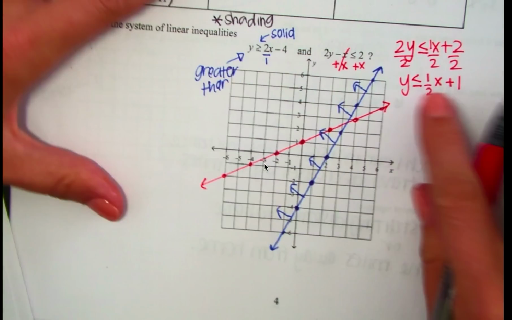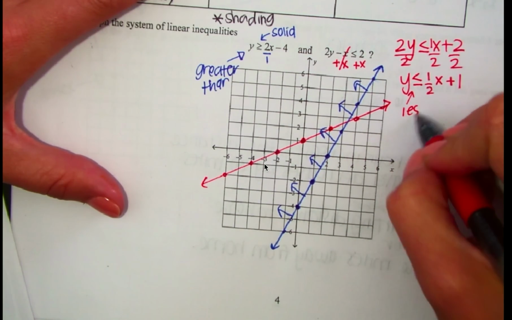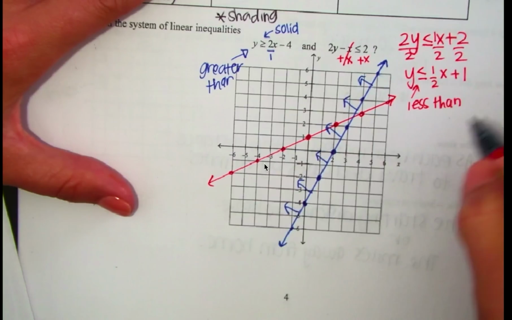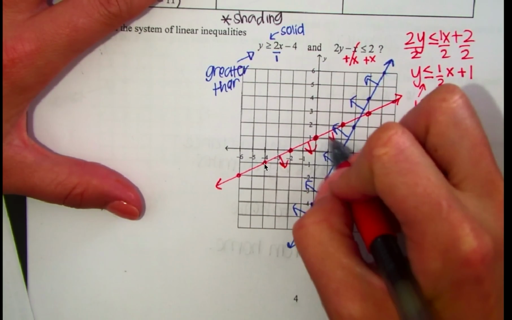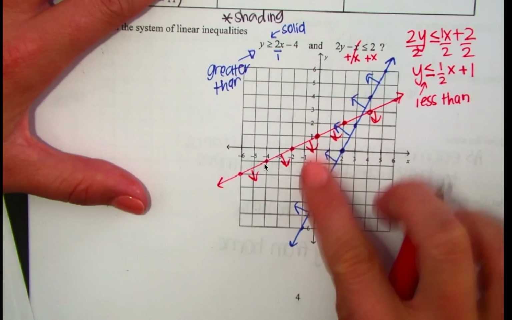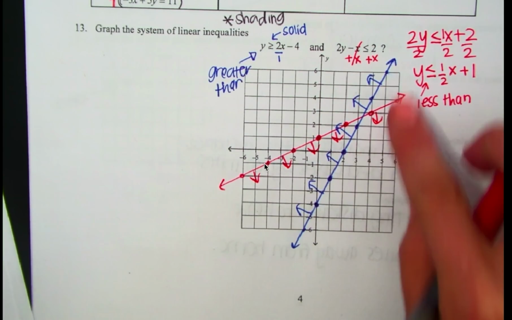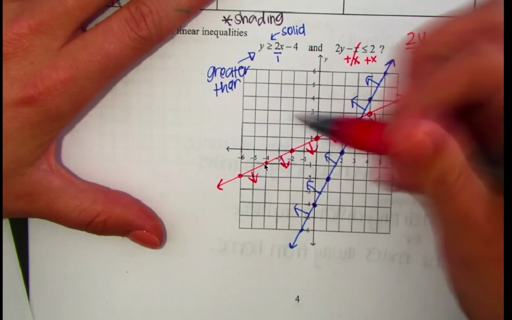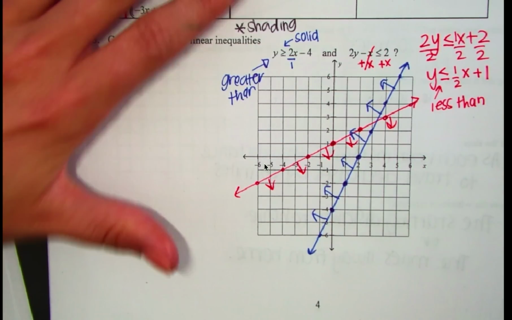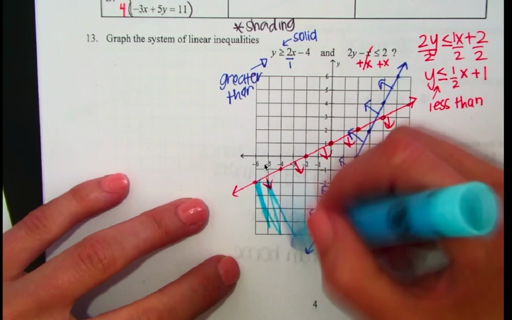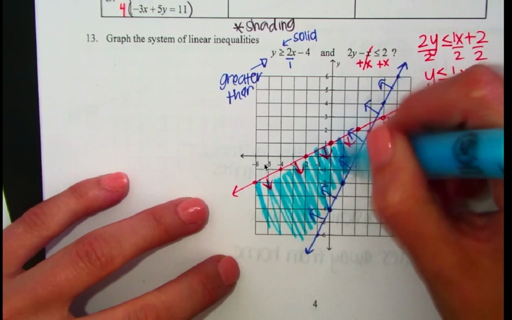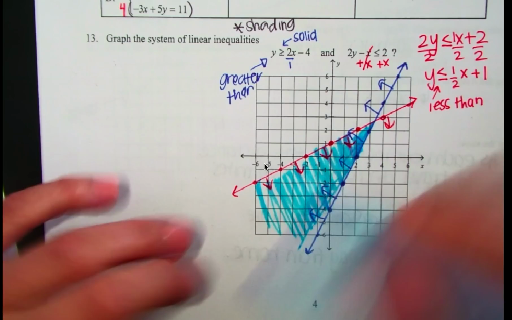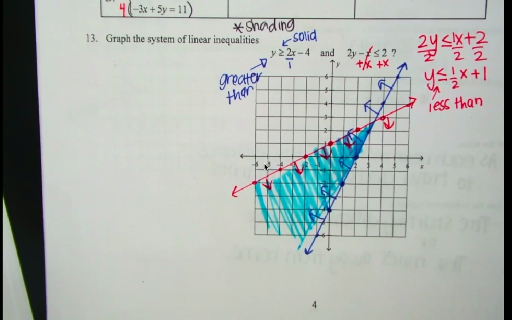This inequality is less than. Because it's less than, you're going to shade underneath. In a system of inequalities, you shade out of the 4 regions that are created by the 2 lines intersecting. You shade where the arrows intersect. So our arrows are intersecting here. So this shaded region is showing our solution to the system.